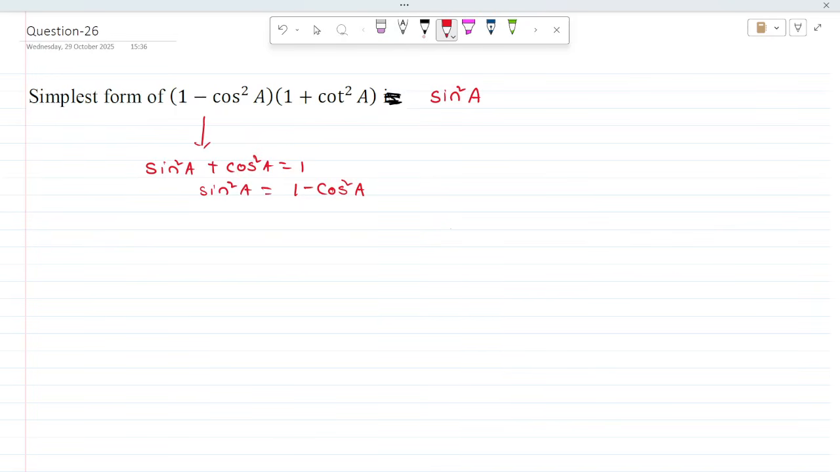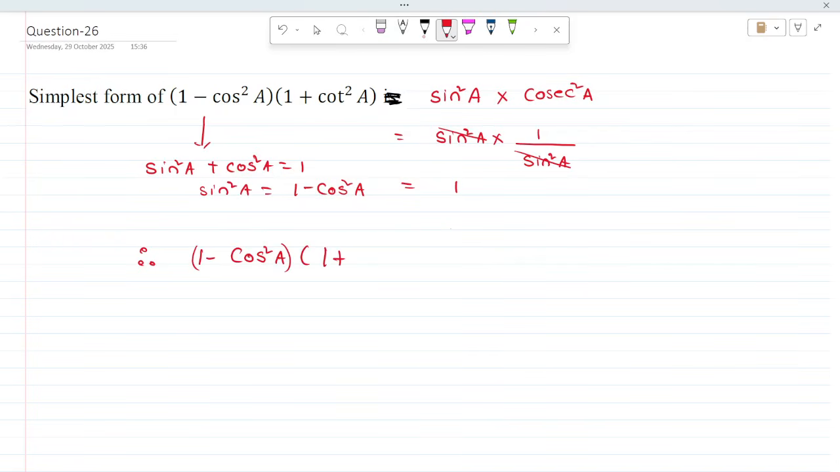Similarly, what is 1 plus cot square A? Cosecant square A. Observe very carefully. Sine square A, don't disturb. Cosecant square A can be written as 1 by sine square A. Sine square A cuts. You are left with 1. Therefore, 1 minus cos square A into 1 plus cot square A is equal to 1. You need to highlight it in a box. That's it, your answer is done.